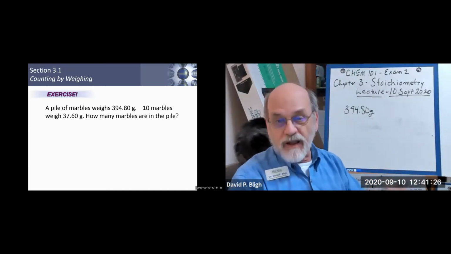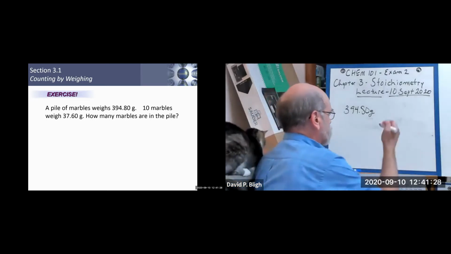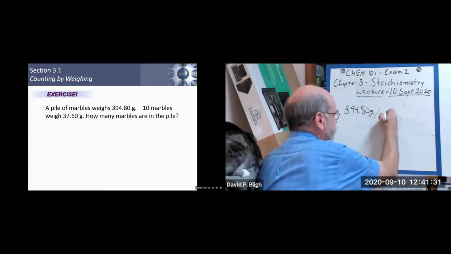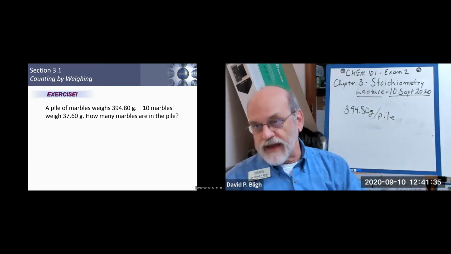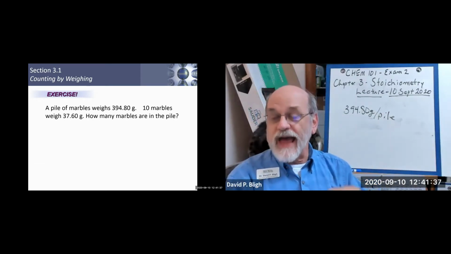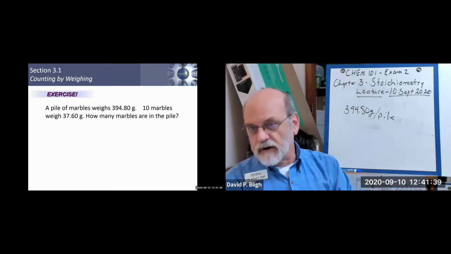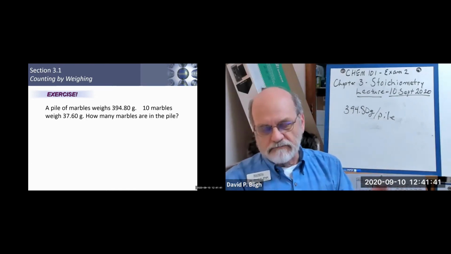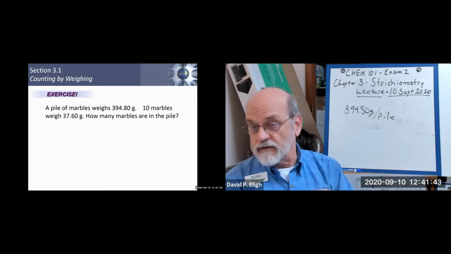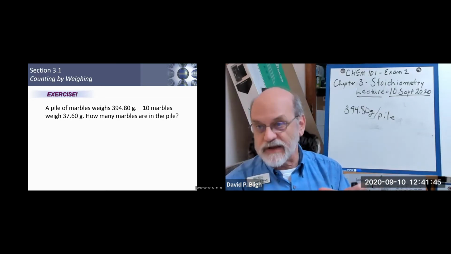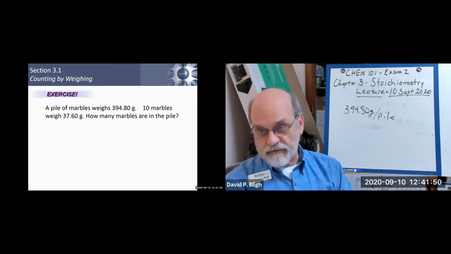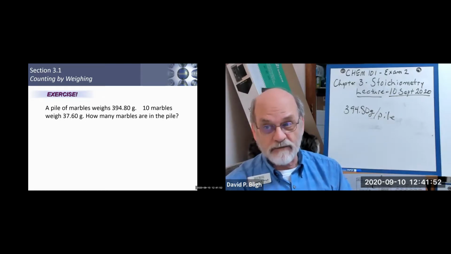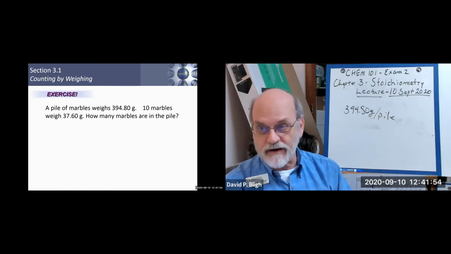First, we weigh a pile of marbles, and the pile weighs this much. But we don't want to count all the marbles in that pile. We want to find out how many marbles are in the pile. Or it's like the raffle where you have a jar full of jelly beans, and you're supposed to guess how many are in there. Well, if I had access to just a few of them, I could give you a pretty good idea of how many were in there.